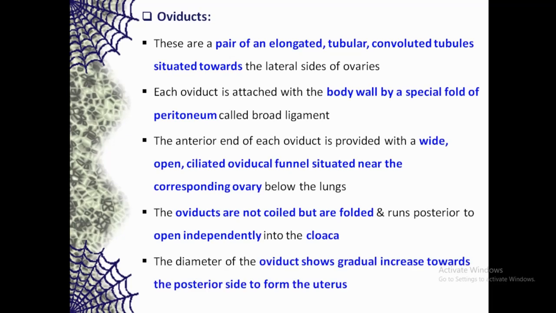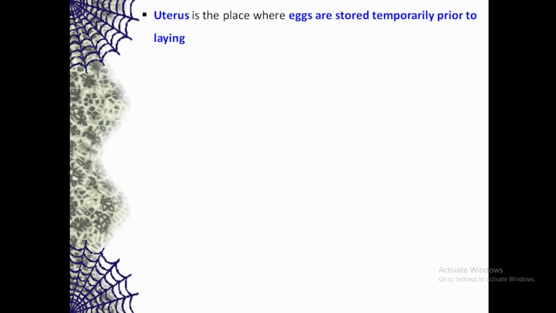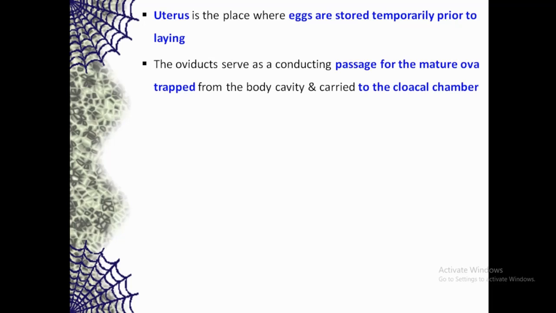The diameter of the oviduct shows a gradual increase towards the posterior side. Hence, it forms the uterus, which is nothing but the swollen posterior region of each oviduct. The uterus is the place where the eggs are stored temporarily prior to their laying.